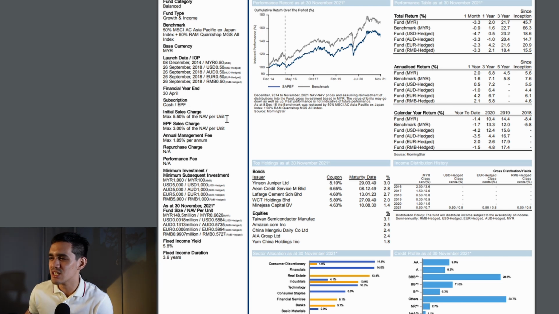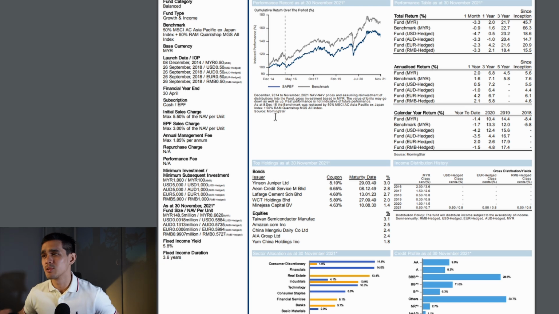So again, we can go through the fund details. You can see here, initial sales charge 5.5%. That is really high. That's the problem with mutual funds I don't really like. Annual management fee, again, 1.85%. That is pretty high. So these are things that you want to look out for. For me personally, this is a bit too much and I won't invest my money here.